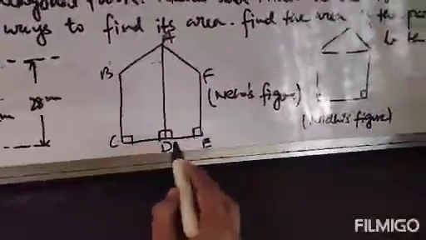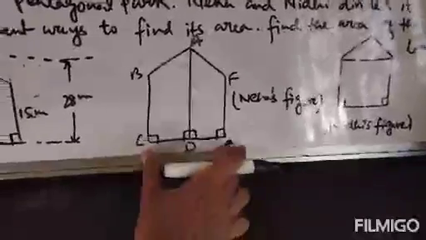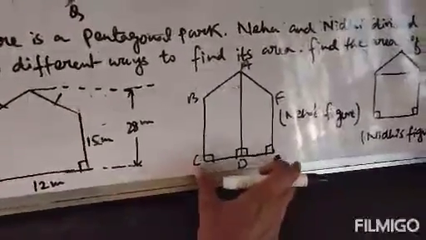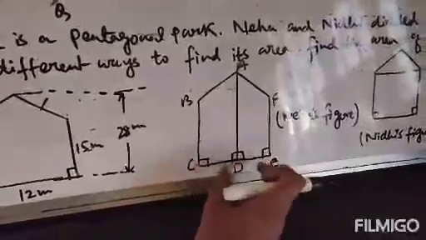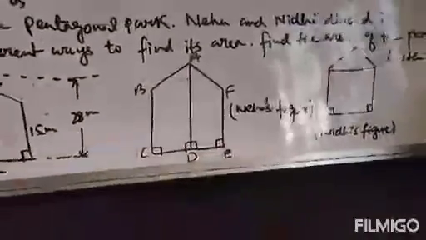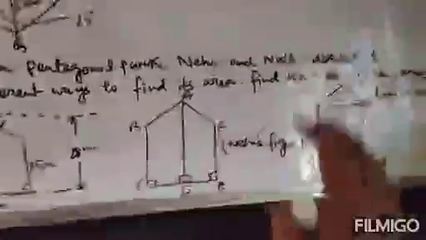This part will be 6 centimeter, this part will be 6 centimeter. So all total makes it 12, because 12 is given. So CE is 12. That means this is 6, this is 6, that 6 plus 6 will be 12. So CD is 6 centimeter, DE is 6 centimeter here. Clear?